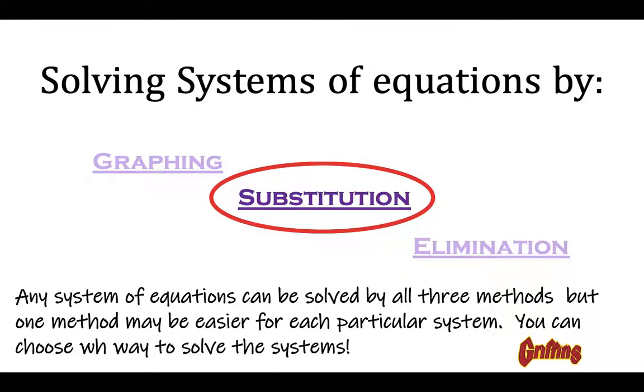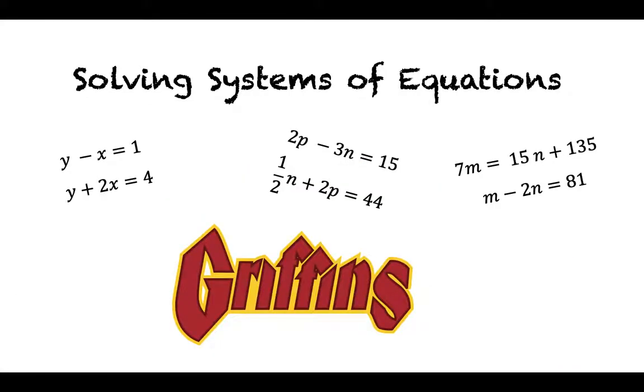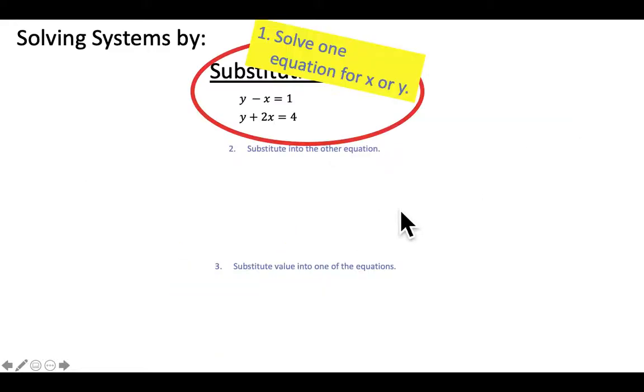So, ladies and gentlemen, we're going to look at solving systems of equations by substitution. Recall that we can solve systems by graphing, substitution, or elimination. And systems of equations are equations with multiple variables. And we have the same number of equations as we have variables. So in all of these cases, we have two equations and two variables.